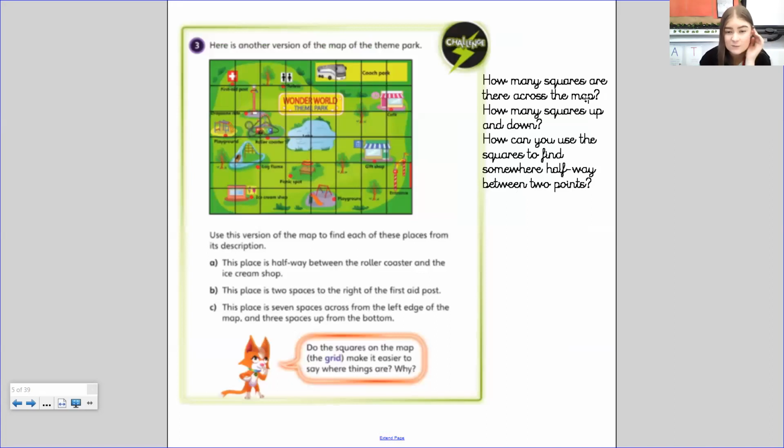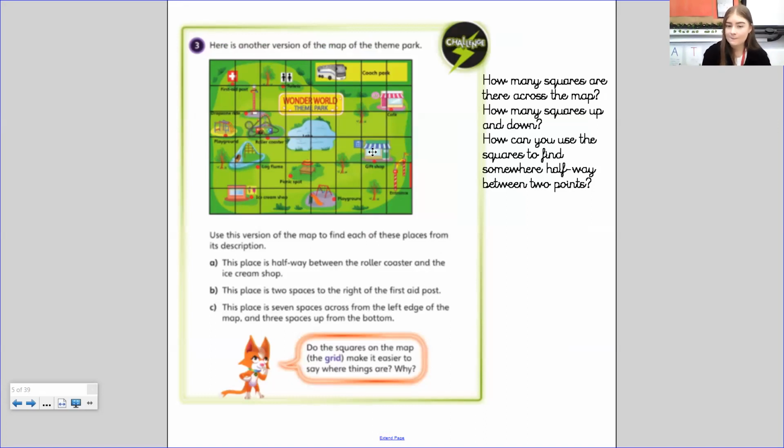C is 7 spaces across from the left edge of the map. So let's have a look at the left edge. Let's count 7 spaces across. 1, 2, 3, 4, 5, 6, 7. So it's in this column here somewhere. And it says 3 spaces up from the bottom. So we've gone 7 across, and now we need to go 3 up in this column. 1, 2, 3. What is that then?